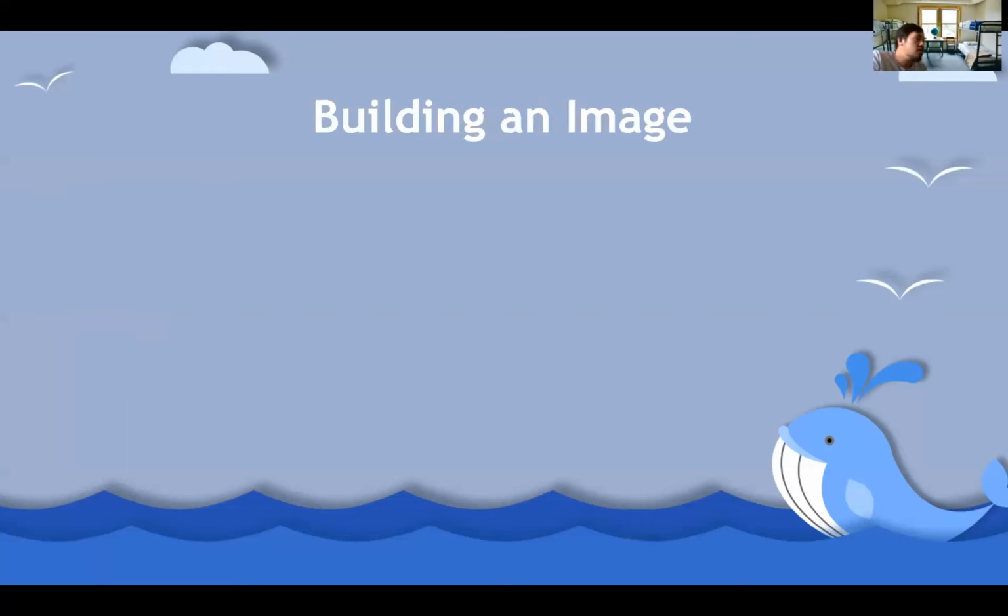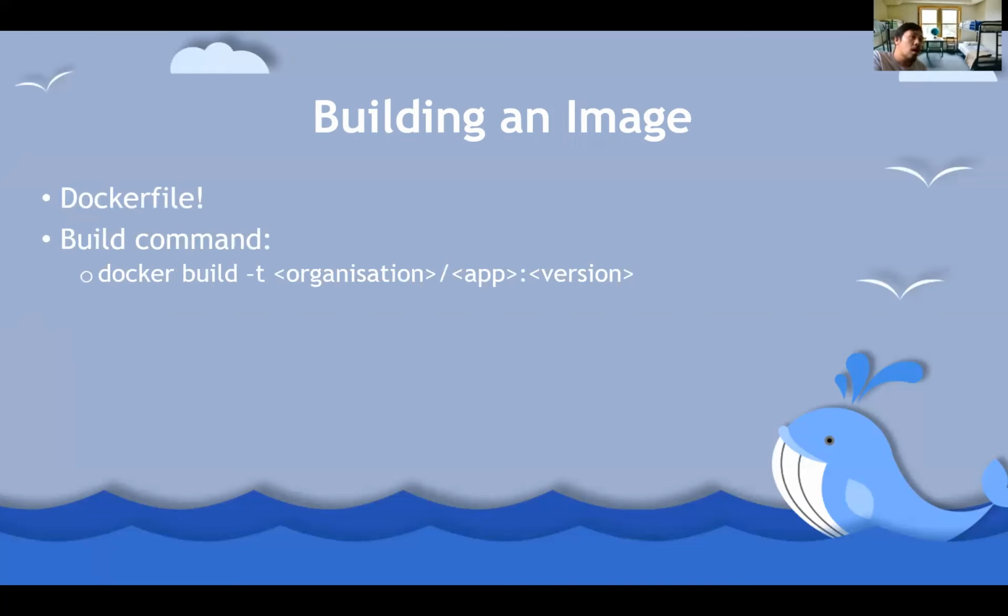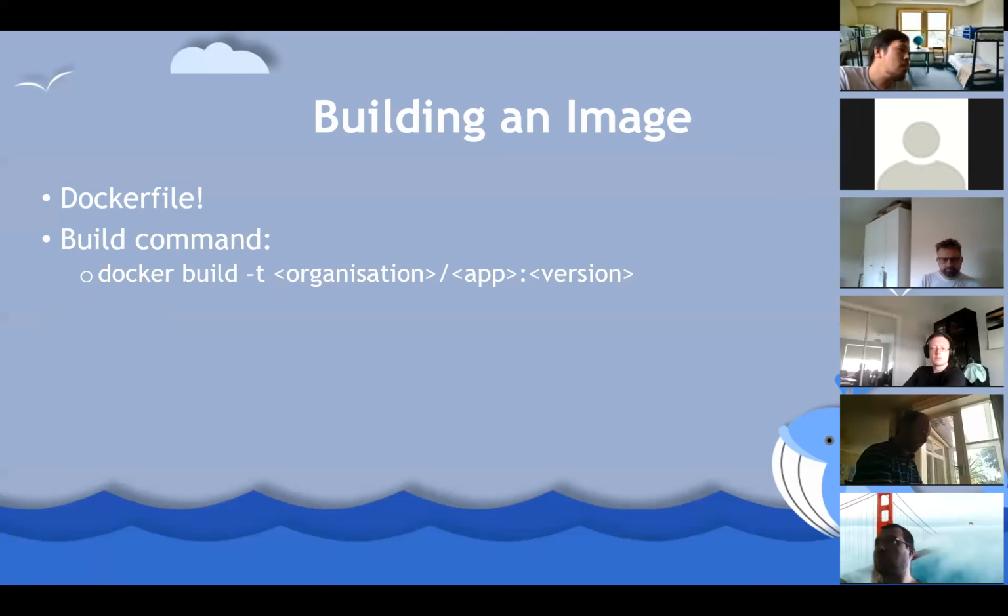One of the big things of Docker is building your image. The first thing you do when you build your image is you have a Dockerfile. A Dockerfile is pretty much the set of instructions Docker uses to build up the image. When you create your Dockerfile, you run the following command: docker build -t, and then your arguments, your organization/your application name and your version. The -t option means tagging.